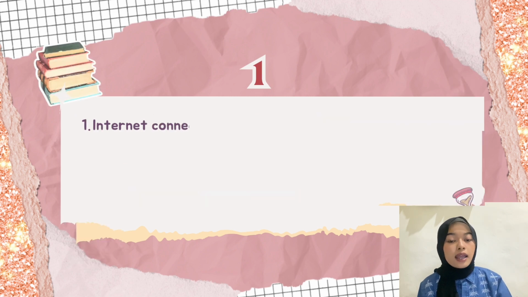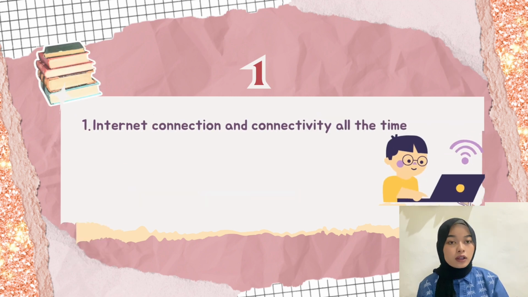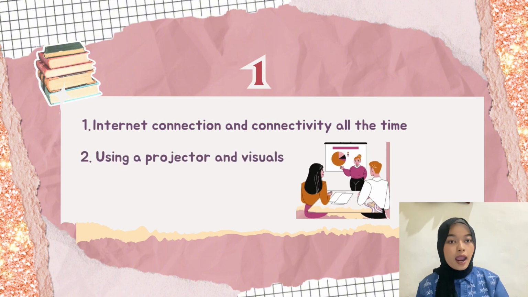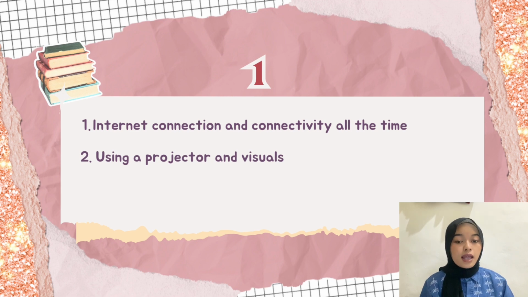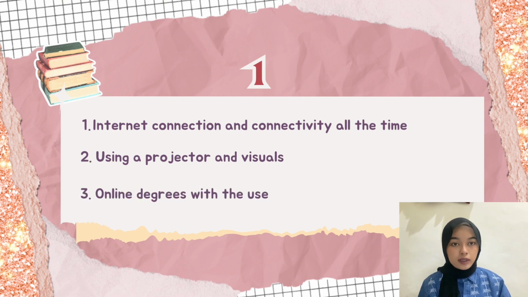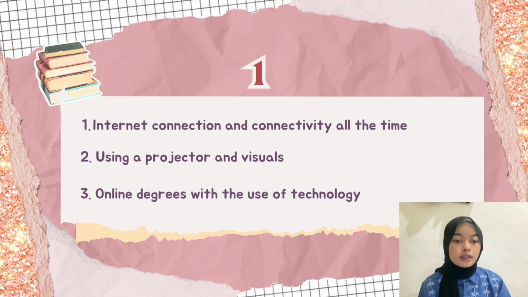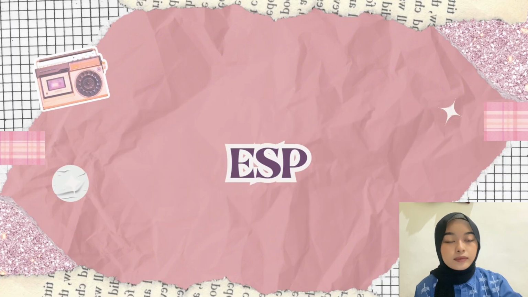The first one is internet connection and connectivity all the time. And then the next is using a projector and visuals. And the last is online degrees with the use of technology. However, everything has good and bad impacts. Therefore, knowledge is very necessary in all aspects. With knowledge, a person will be able to differentiate between right and wrong and will be wiser in dealing with every problem that occurs.